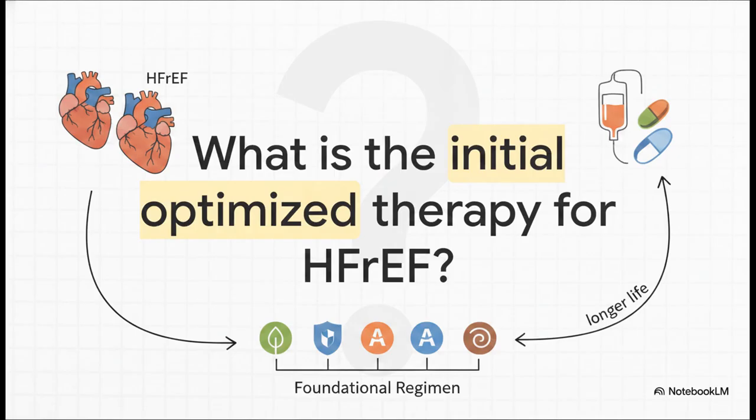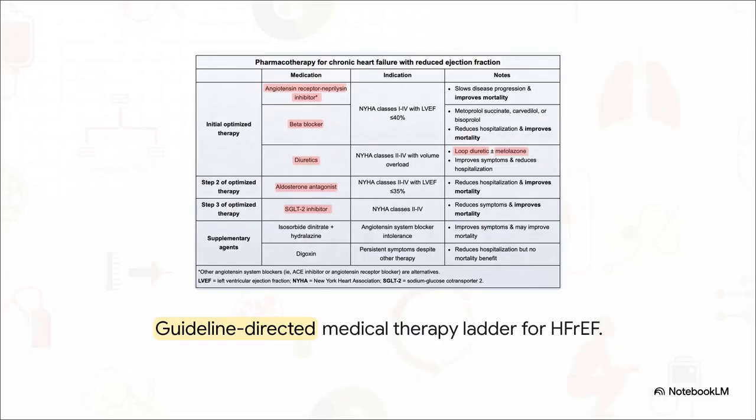So, let's say you've confidently diagnosed your patient with HFrEF. What is your very first move? How do we build that foundational, optimized therapy regimen that's going to actually keep them alive longer? Well, when you're building out that foundation, you sequentially add agents that dramatically shift the survival curve. For initial optimized therapy, you're looking at an ARNI, like sacubitril/valsartan, paired up with a beta blocker. Both of these slow disease progression and actively improve mortality.